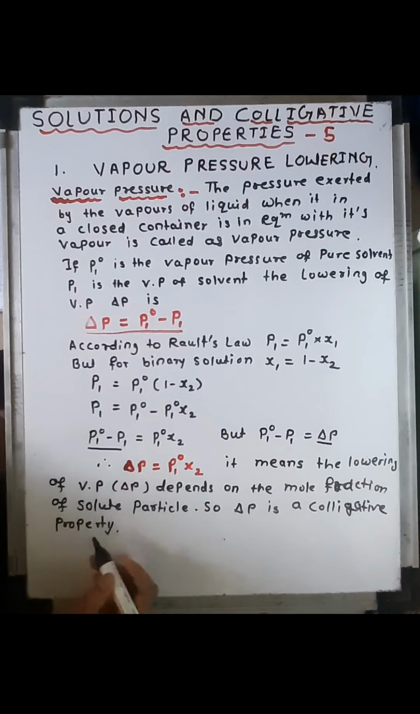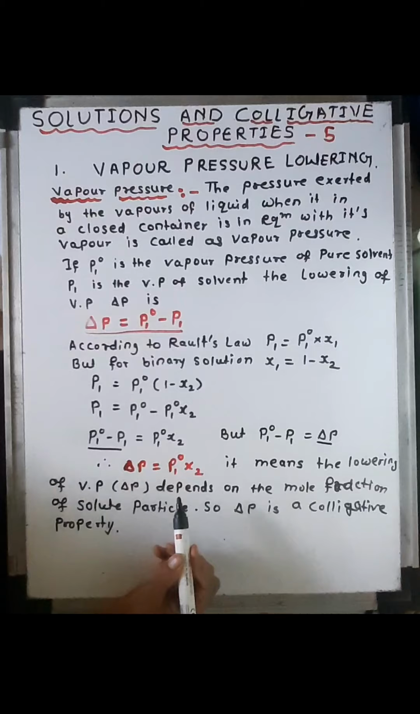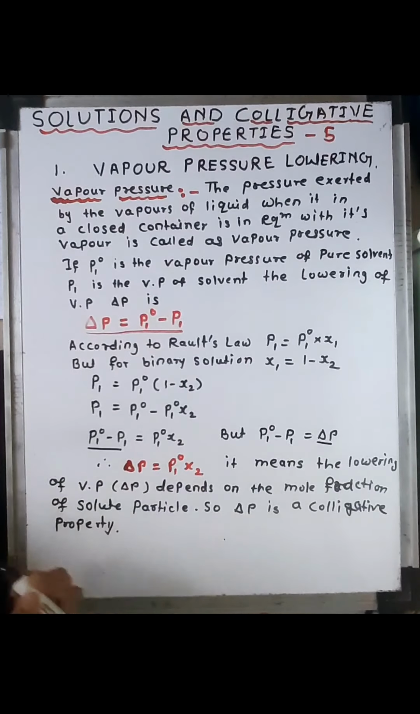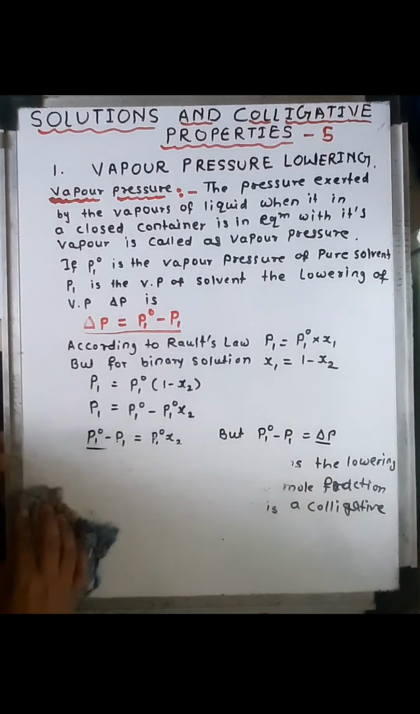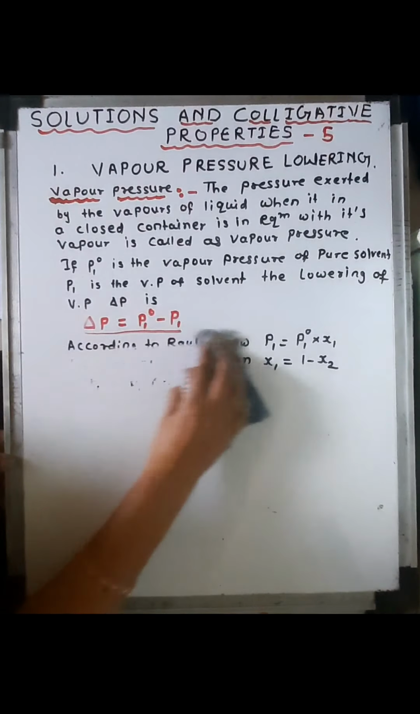Is it clear? What is a colligative property? The property of a solution which depends on the number of solute particles and not on their nature. And so delta P, that is the lowering of vapor pressure, depends only on the number of solute particles, and so it is a colligative property. Okay. The next topic is relative lowering of vapor pressure.